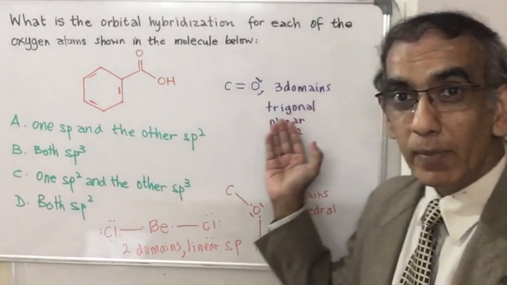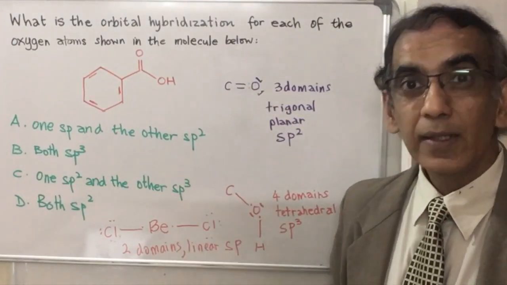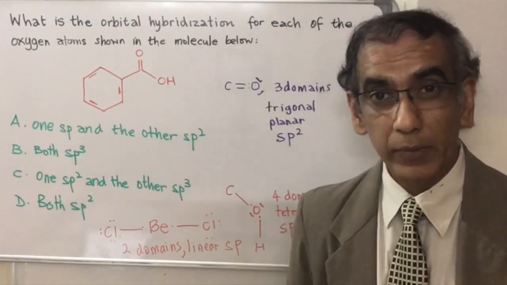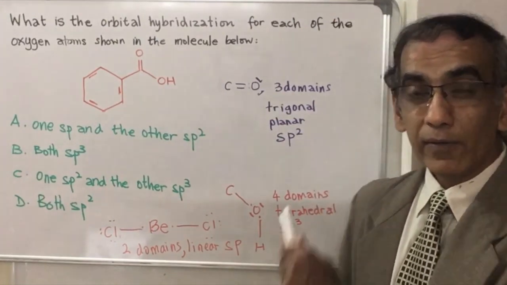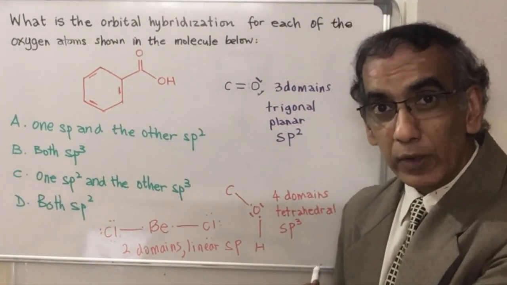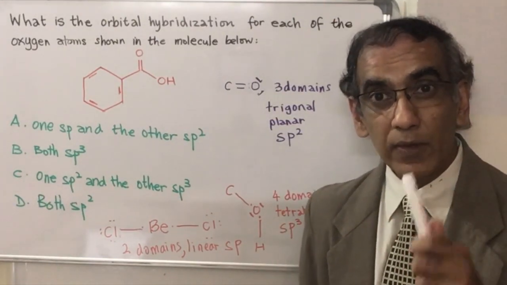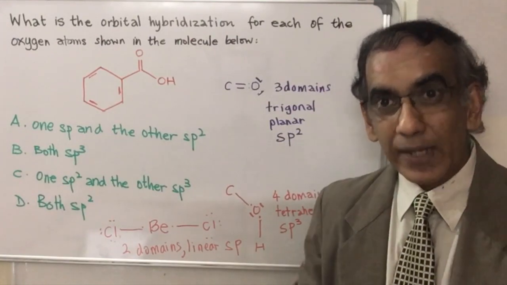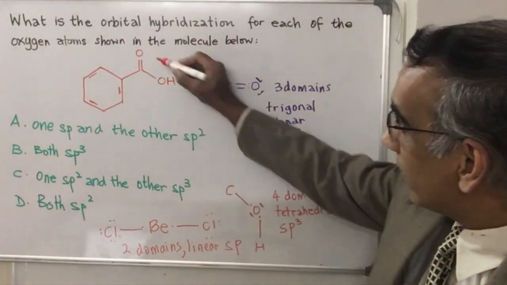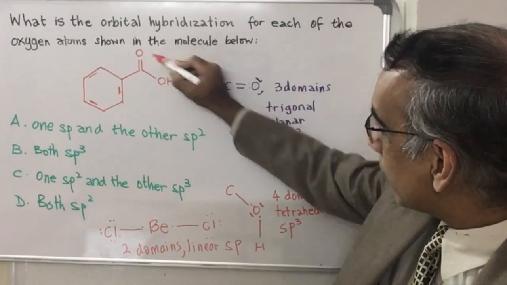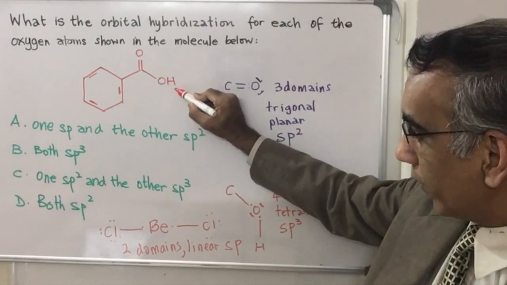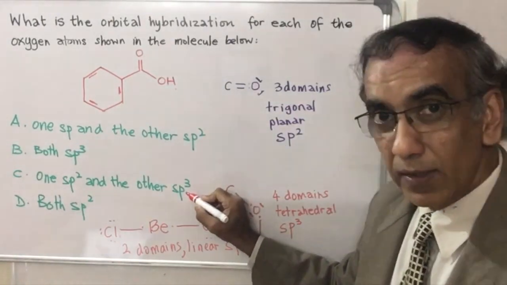When you have 3 domains and trigonal planar geometry, then you have sp2 orbital hybridization. And when you have 4 domains and tetrahedral geometry, then you have sp3 orbital hybridization. The answer to this question would be that this oxygen has sp2 and this one has sp3. So that would lead us to the choice of C.